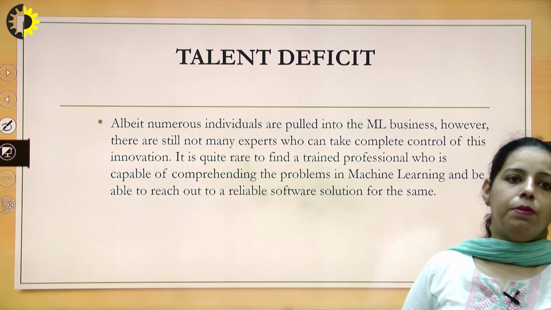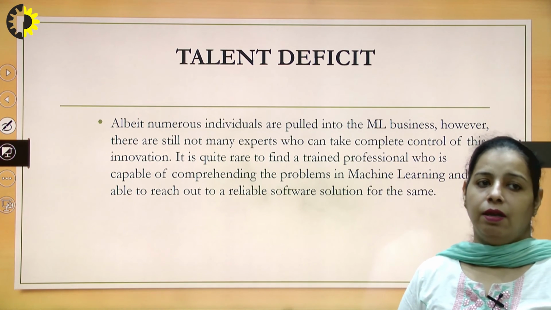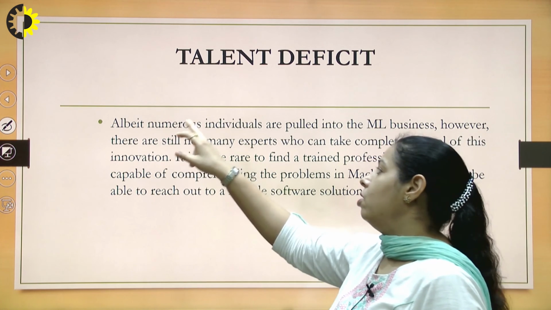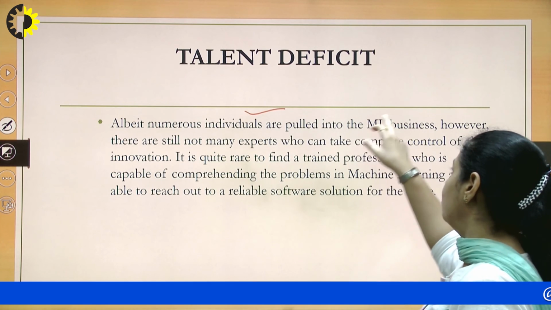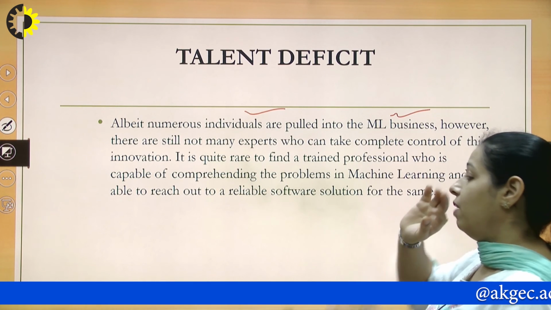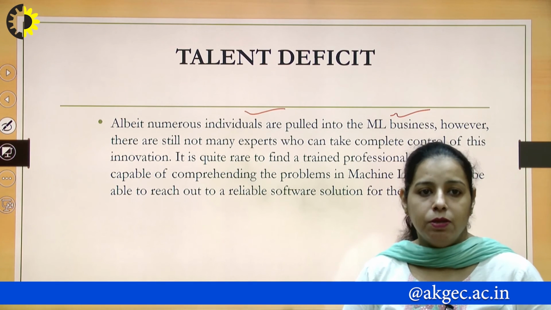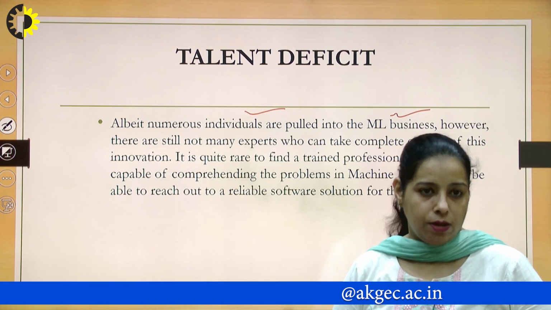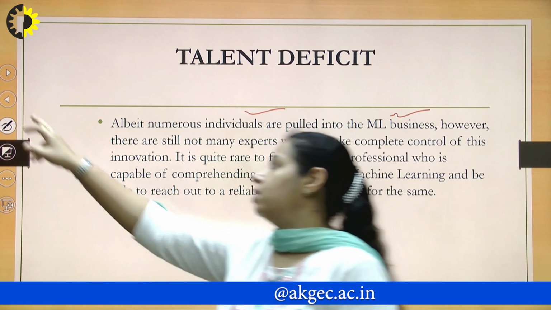The next problem is talent deficiency. It means that numerous individuals are pulled into machine learning businesses. However, there are very few experts who work well in machine learning algorithms and give us reliable results or software.